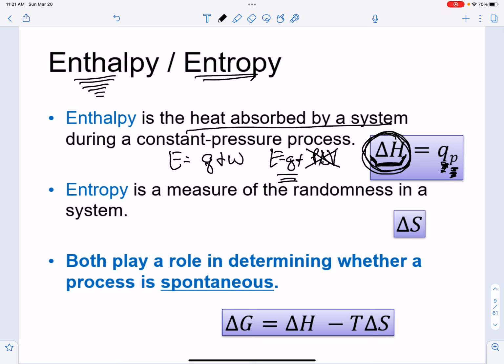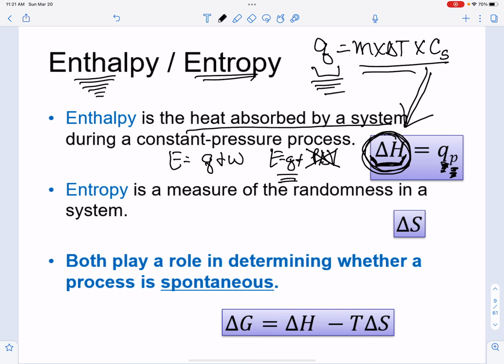And you learn in Chem 1 that measuring heat is really easy. You just need to measure the mass, the change in temperature, and be aware of the specific heat of whatever substance you're looking at. So if you can measure the heat at constant pressure in the lab, you're actually measuring the enthalpy. So remember that.